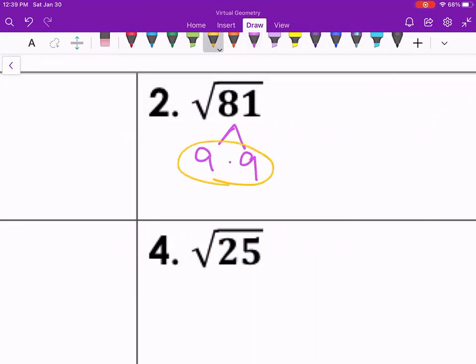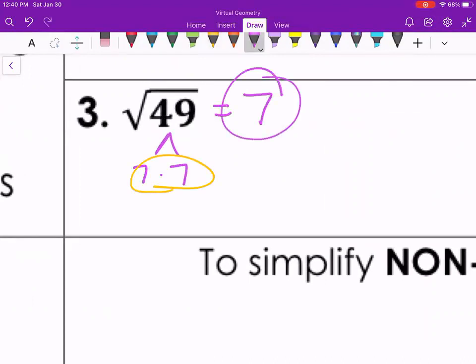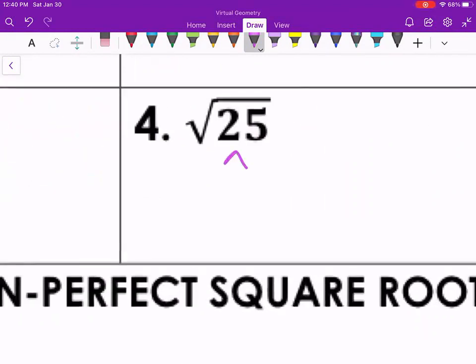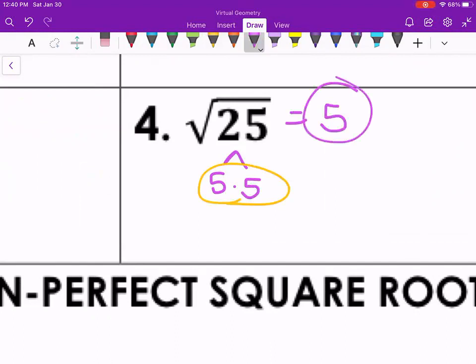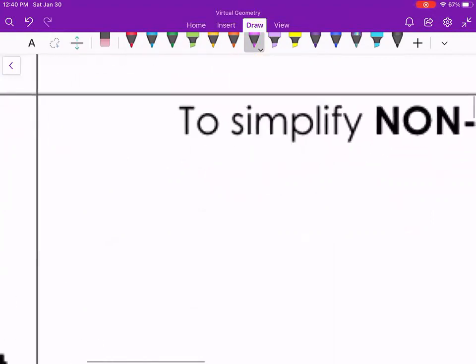So I have 9 and a 9 for a pair, meaning I can bring just a 9 out, just one of the actual number. All right, square root of 49, 7 times 7. So there's my pair. And so I just need to bring one of the 7s out. And then the last one, 25, 5 times 5. I only need to bring out a single 5 for my final. Now let's take a look at your non-perfect squares. And we do have some patterns to follow, very similar to the last one.